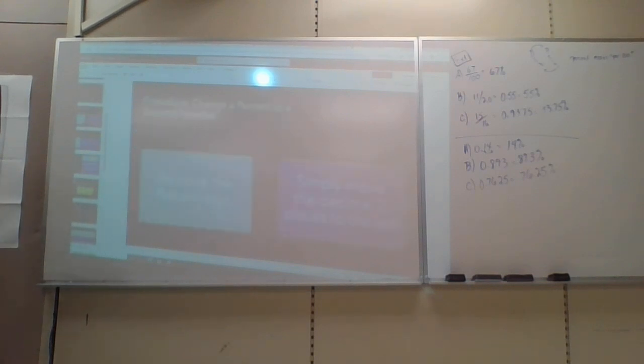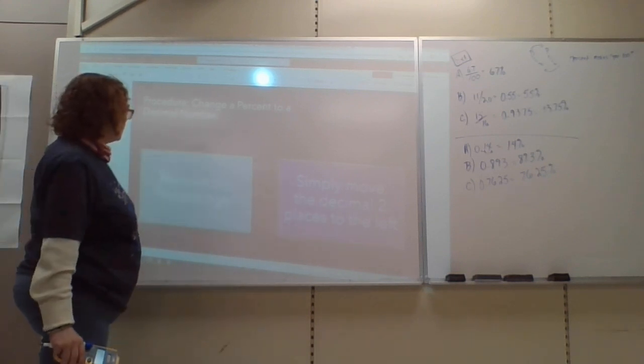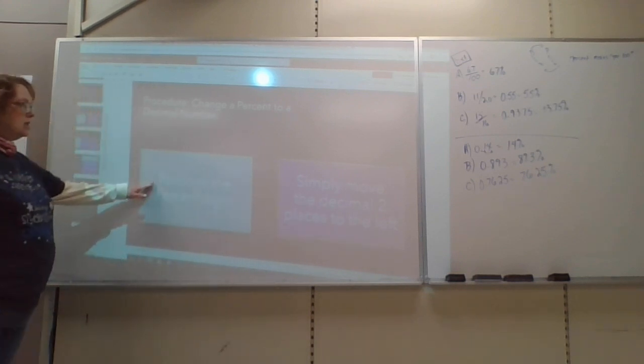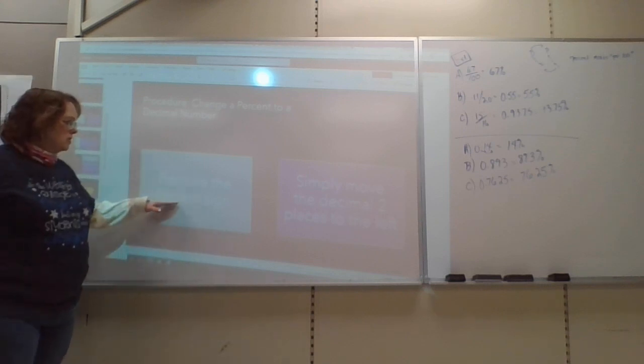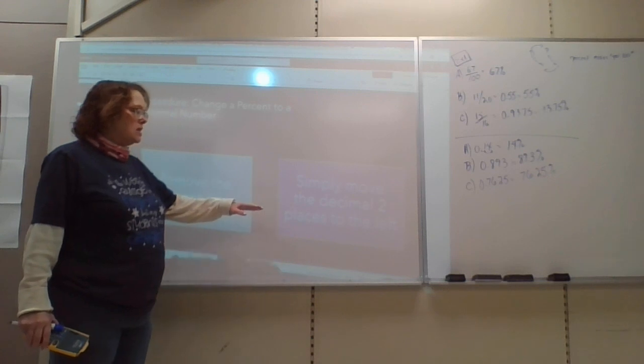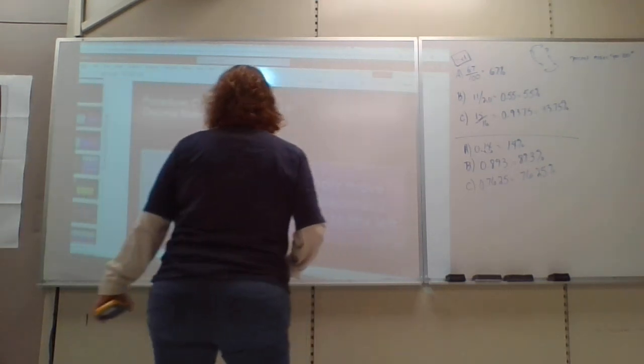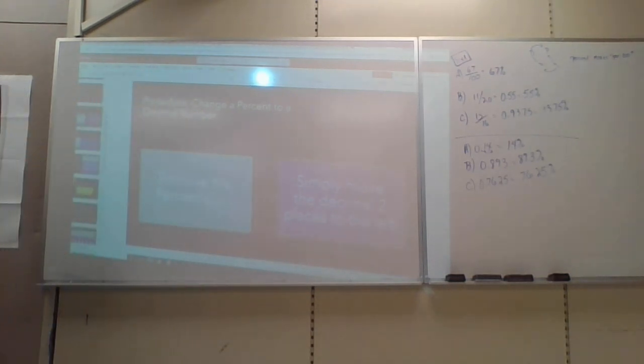The next thing we're going to do is change a percent to a decimal. This is the procedure: you need to remove the percent sign, just drop it, and move the decimal places 2 places over to the left. Now, we have a minute to write that down.